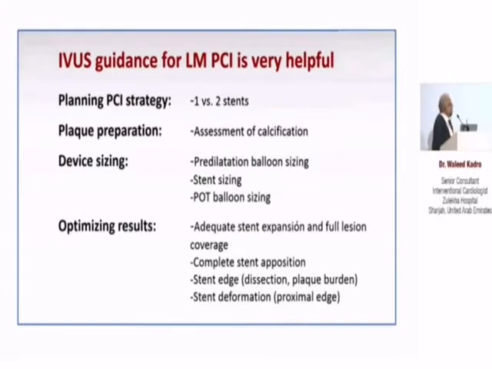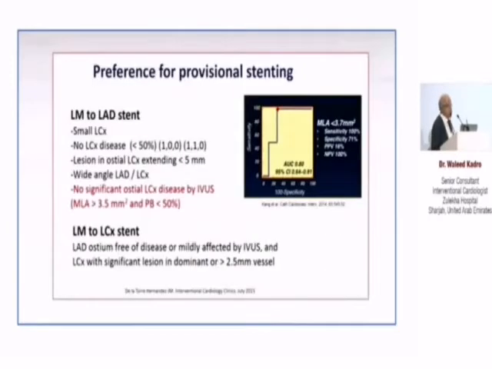have adequate stent expansion and full coverage of the lesion, so we won't have any geographic miss, and get complete stent apposition, and make sure that there is no edge dissection, because edge dissection is a predisposing factor for stent failure, whether it's stent thrombosis or restenosis.